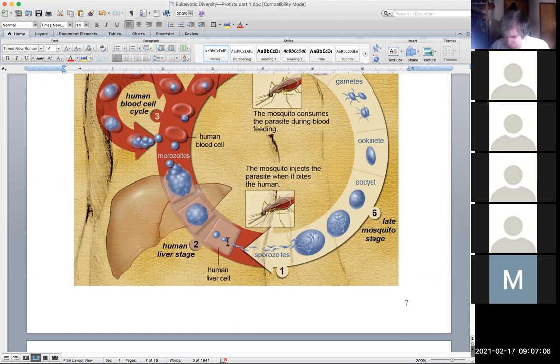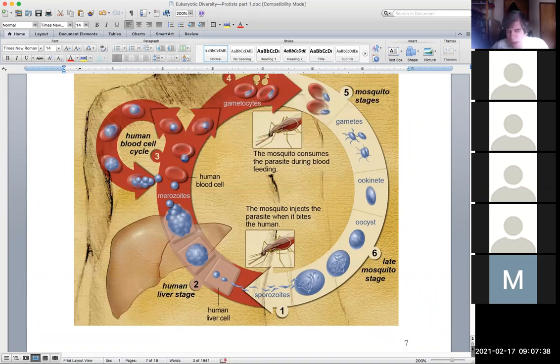Now, these sporozoites can't really swim, they just kind of drift on the blood. And when they get to the liver, they enter a liver cell, something called a hepatocyte. Hepat means liver. So these sporozoites enter a liver cell and they start to reproduce. And when they reproduce, they form a stage called merozoites. We're going to have a lot of stages here, and they're all going to end in zoite, unfortunately. Well, all except one or two.